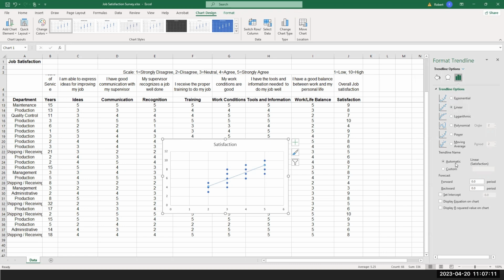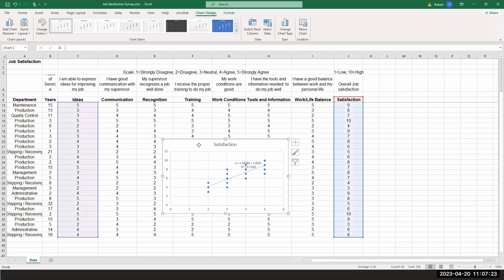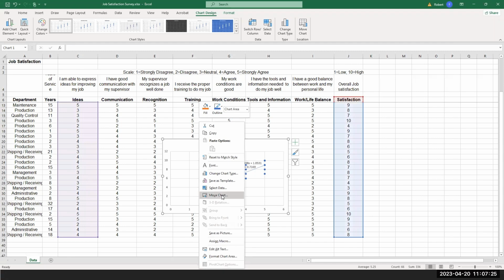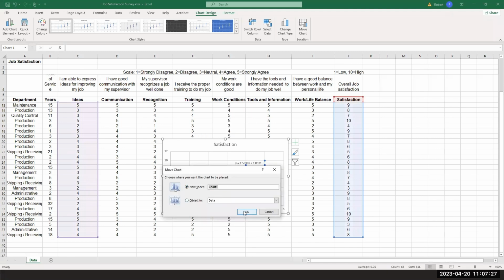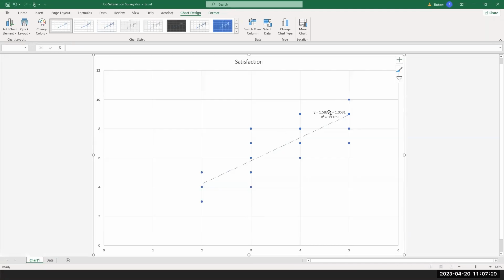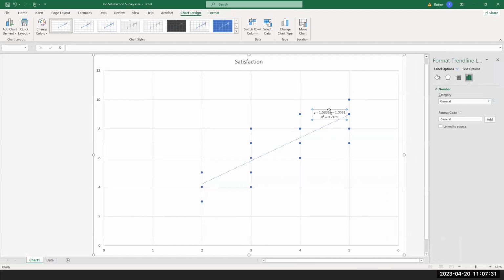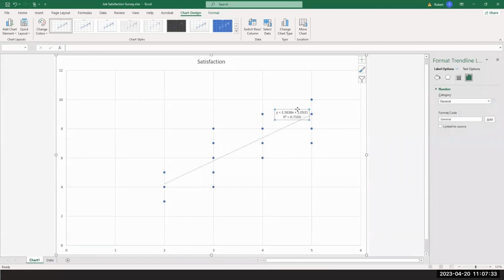Let's just do linear. And we'll also put on here the display equation on chart and display R squared value on chart. Cool, and we can close this panel. Let's go full screen. I'll just move this to a new sheet, so it's a little bit bigger. And here's the equation on the chart. Let's move that over here.